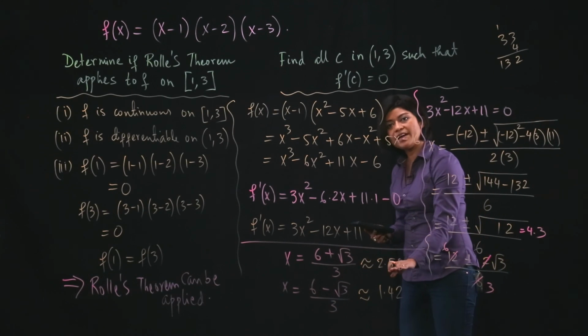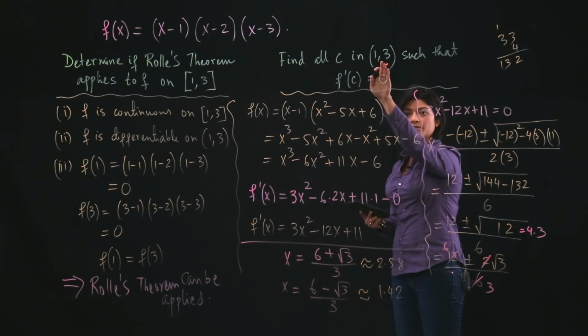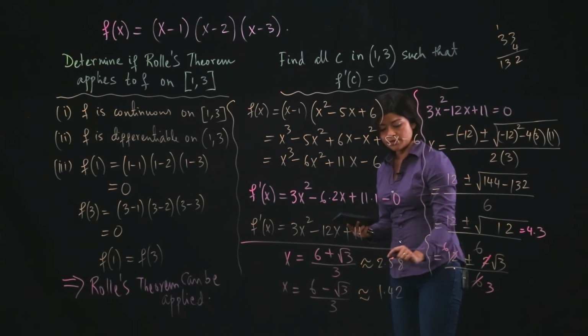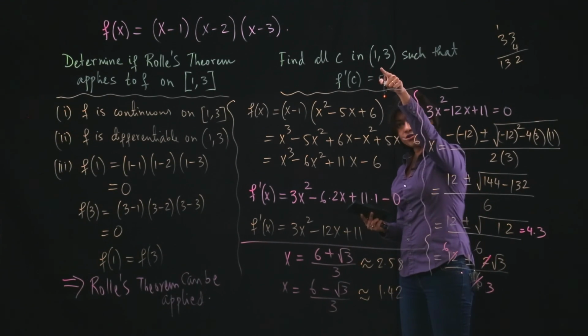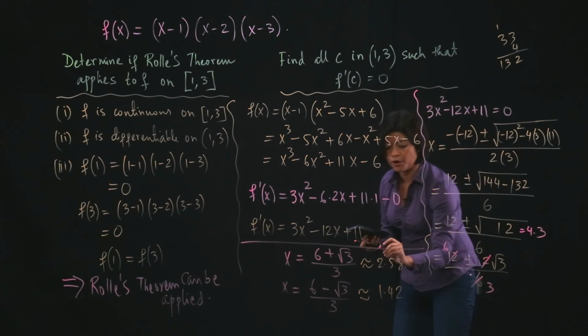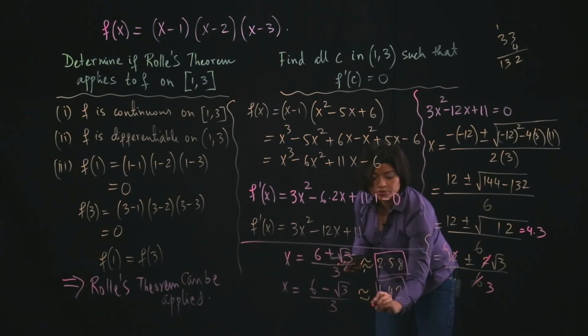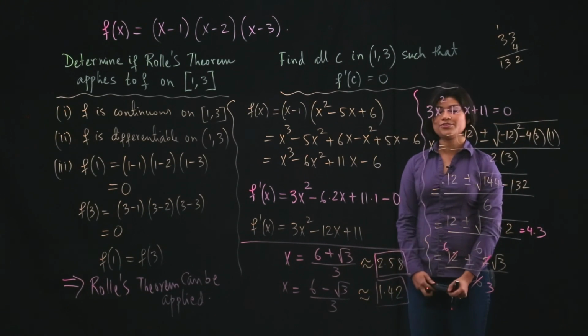Now let's check again. 2.58, is that a number inside this interval, 1 to 3? Yes. 1.42 is also a number inside this interval. Therefore, we have found two different c values where the derivative of the function is equal to 0.